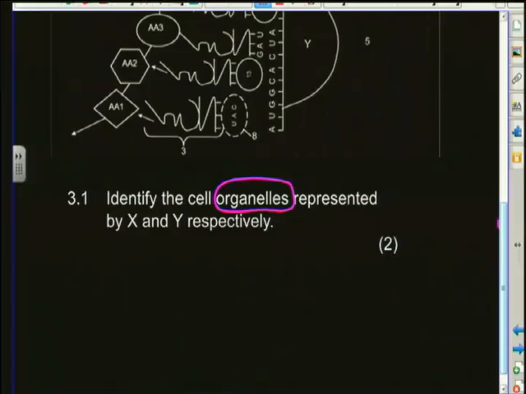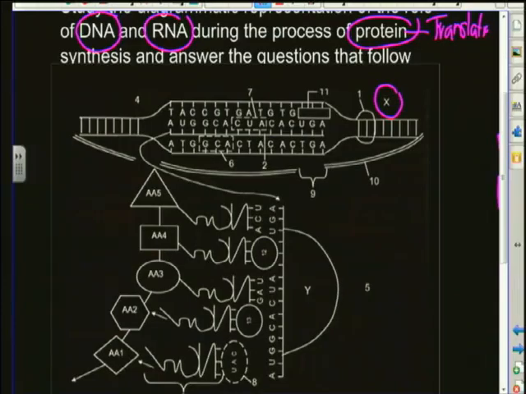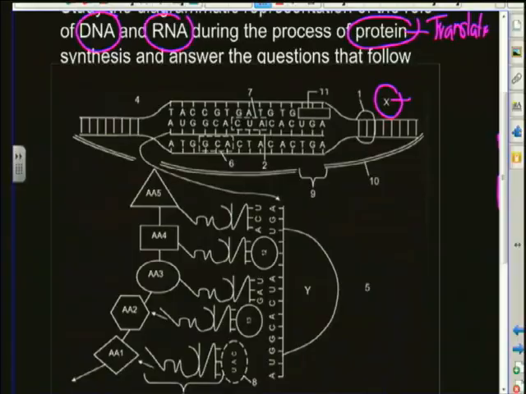Now, when I'm talking about a cell organelle, I'm talking about a membrane-bound structure within the cell. Have a look at X. That is the first one. Lots of you, when you see X, the first thing you do is you want to label it DNA, because you see it's double-stranded. They didn't ask you for the nucleic acid. They asked you for the organelle. In other words, which part of the cell is X? And the X is my nucleus.